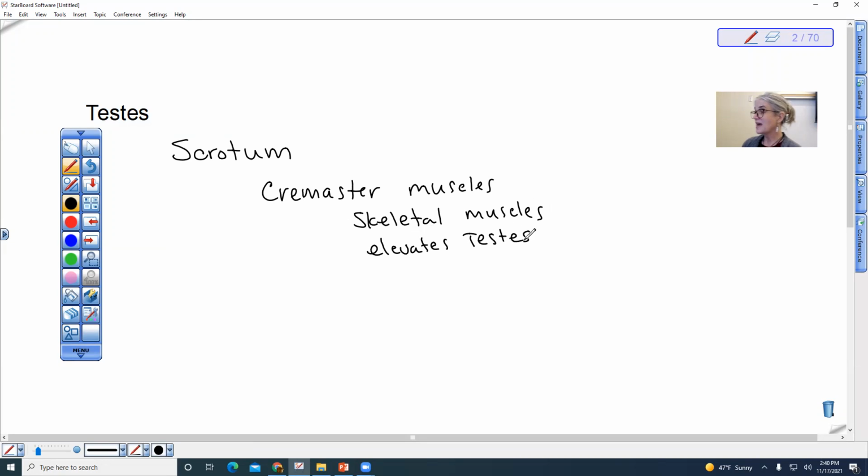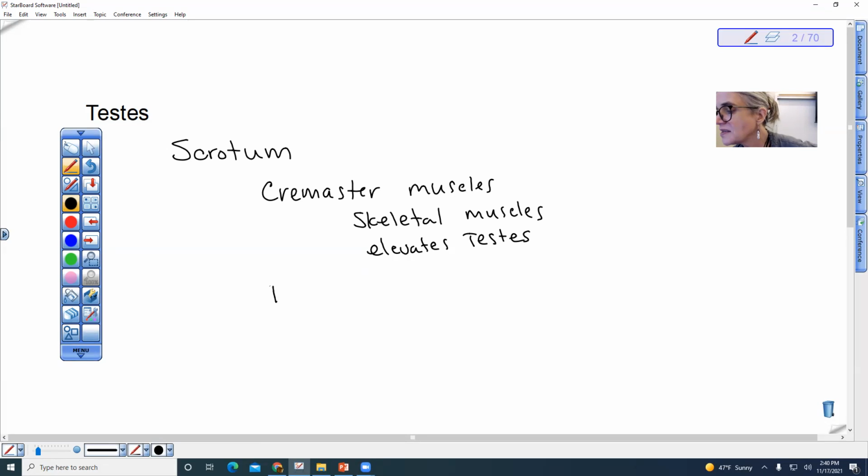The cremaster muscle acts to elevate the testes when it contracts. So for example, if males get really cold, if they're in cold water, their testes move up towards their body in order to get warm. And then when they're hot, the testes will hang low. So that is the function of the cremaster muscle.